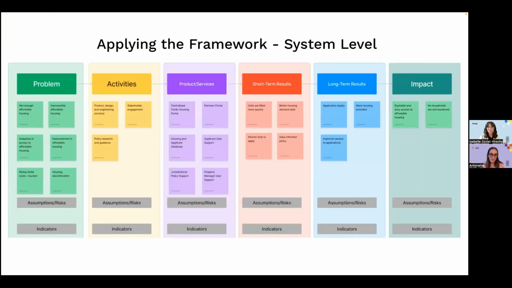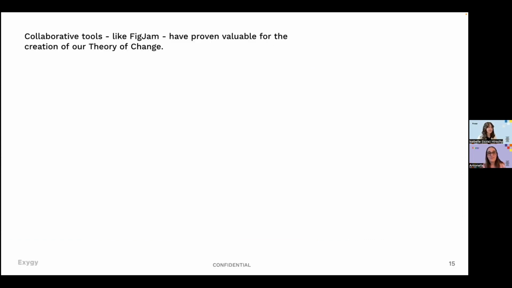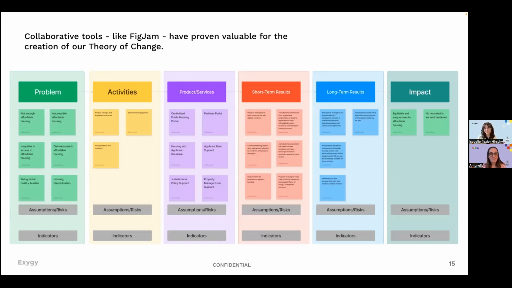And in Bloom, that looks a little bit something like this, how we map all the way from the problems of inaccessibility in the affordable housing application to equitable and easy access. We really like using tools like FigJam, which is the screenshot from, because they're designed to be really participatory and easy for us to revisit, giving us a lot of value as we continue to adapt and refine our theory of change.